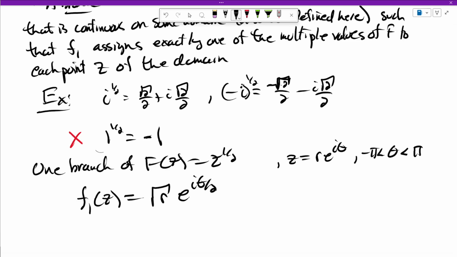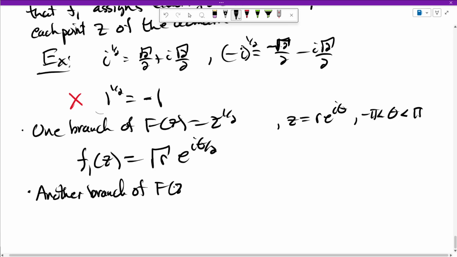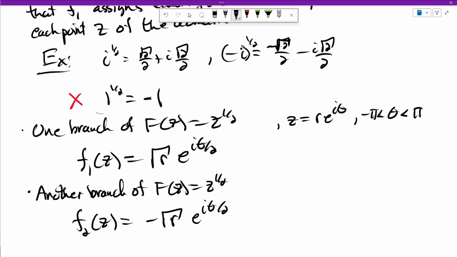Okay. Now, I'll give you another branch, and it should be unsurprising. Another branch of this guy, write z similarly. We'll call it f2, is negative root r, e to the i theta over 2. So hopefully this idea of branch is not necessarily a new idea. Instead of picking, for example, all positive values when we take square roots for real numbers, we could pick all negative values. That's okay too.